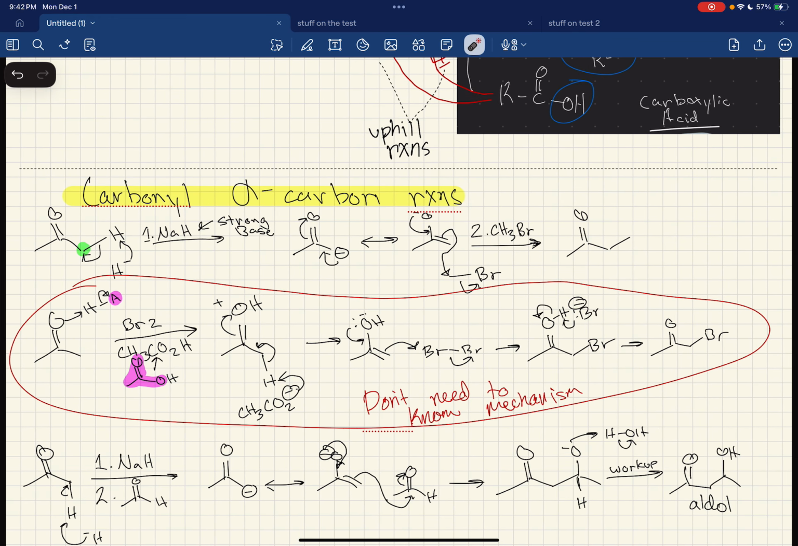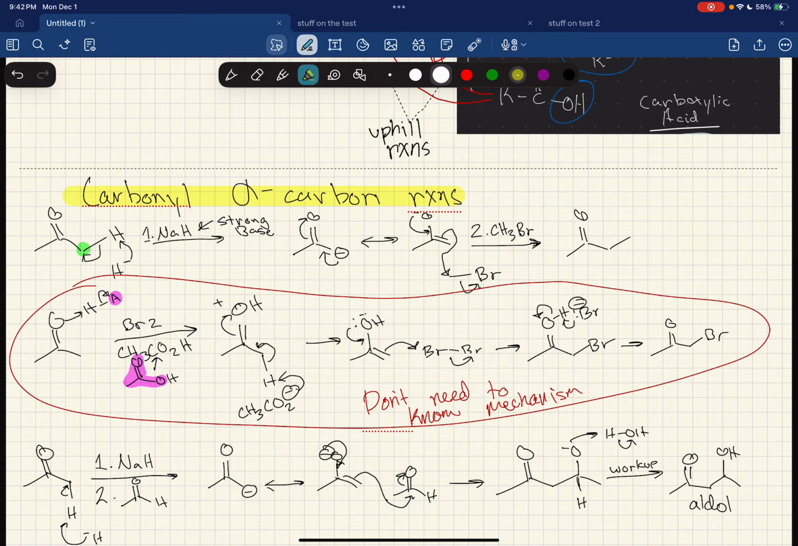All right, so what is the alpha carbon? So this right here is the functional group. This is your carbonyl. So then the alpha carbon is going to be the first carbon away from your carbonyl, which will be this one and this one. So you actually have two. I'm going to highlight both of them.